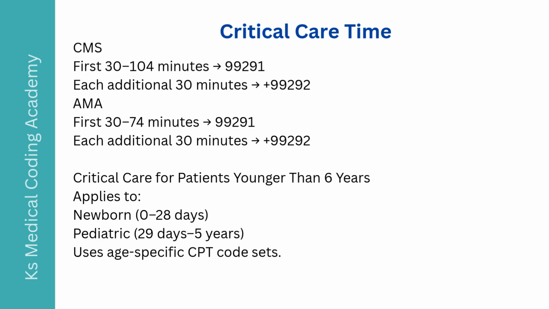Critical care for patients younger than 6 years. Patients younger than 6 years do not use the standard adult critical care codes. Instead, CPT provides age-specific code sets for newborns and pediatric patients to accurately report critical care services.